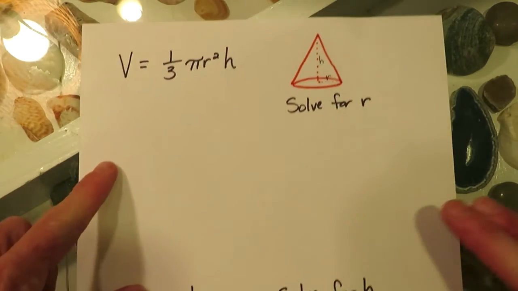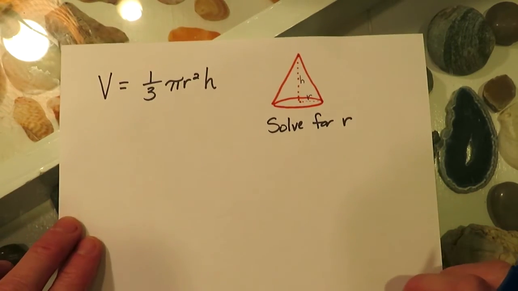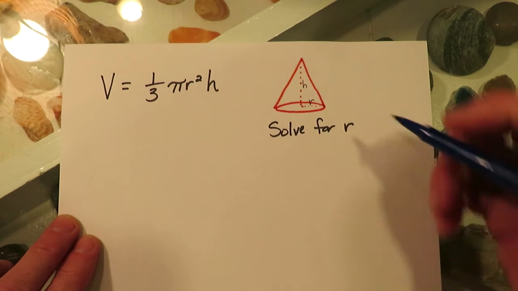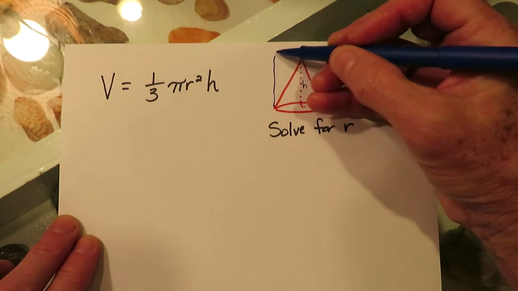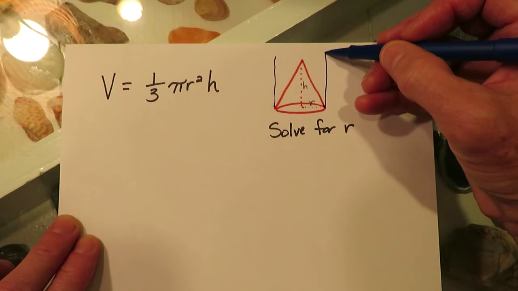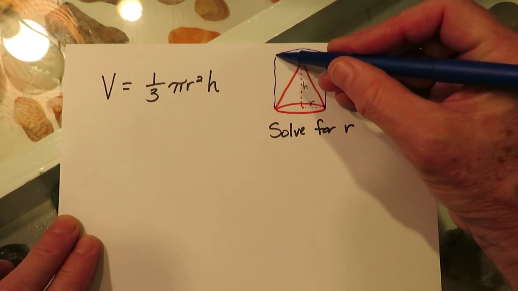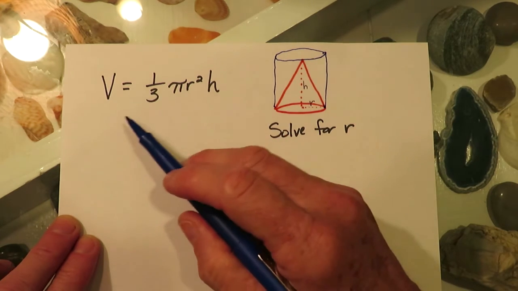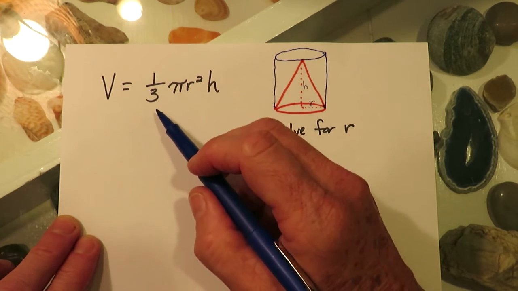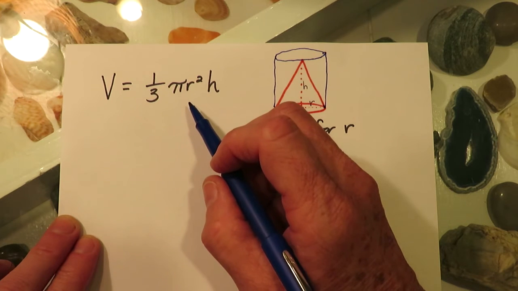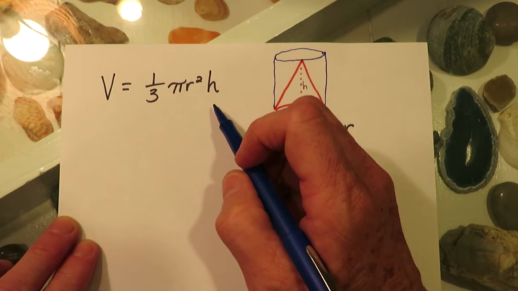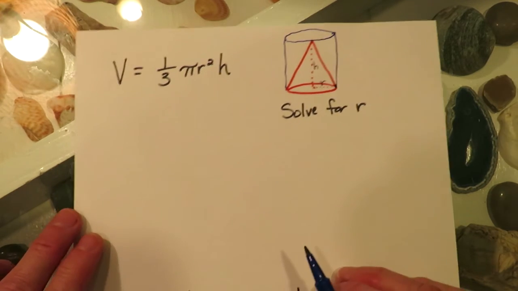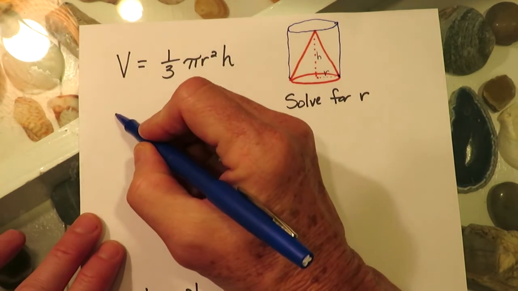So what if we had the formula for the volume of a cone? A cone is a third of a cylinder. So picture a cylinder, a can shape, and then you've trimmed away 2/3 of it to form your cone. So the volume of a cone is 1/3 times pi times radius squared times the height of the cone. Well, I might want that solved for R, solved for the radius.